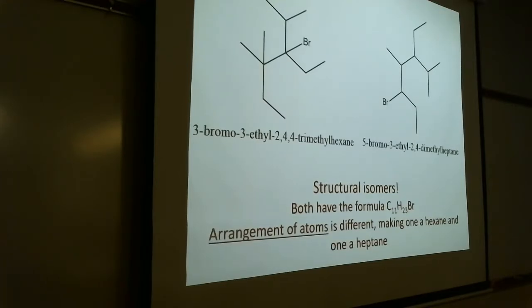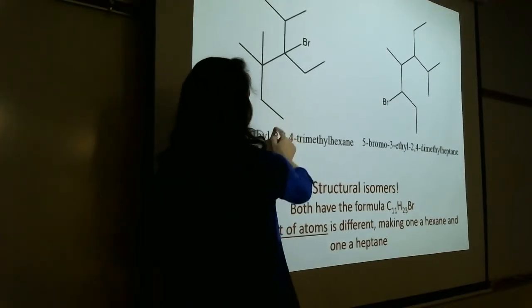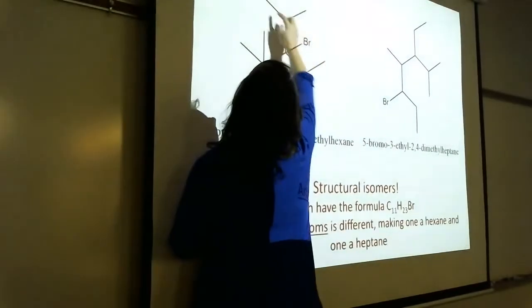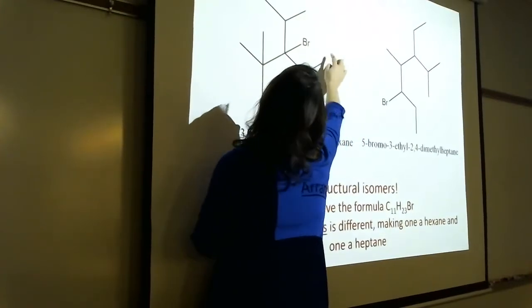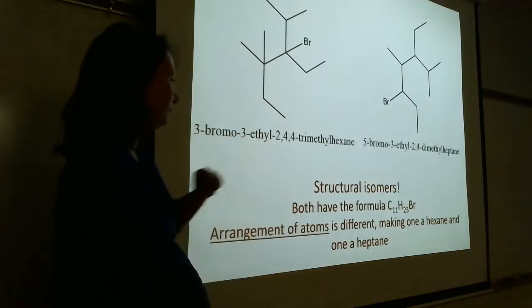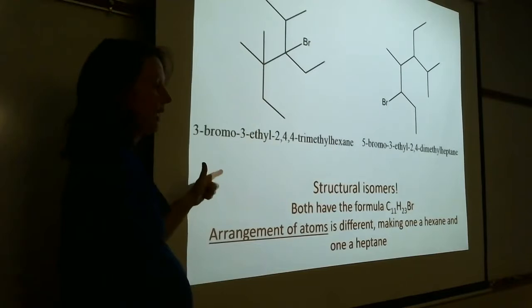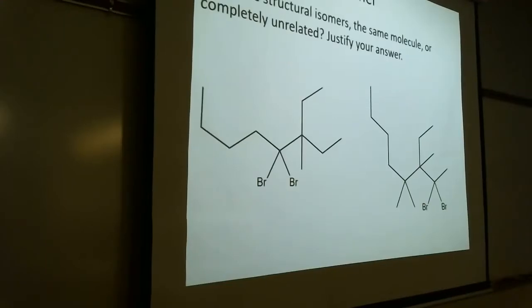So these are structural isomers. They're both C11H23Br, right? So if we're counting hydrogens, 1, 2, 3, 4, 5, 6, 7, 8, 9, 10, 11, 12, 13, 14, 15, 16, 17, 18, 19, 20, 21, 22, 23. So you count your hydrogens as well. But they have different names. So these have the same formula, different name, that makes them structural isomers. Do we agree? All right, here's another one to try. Same molecule, structural isomers, or no relation.